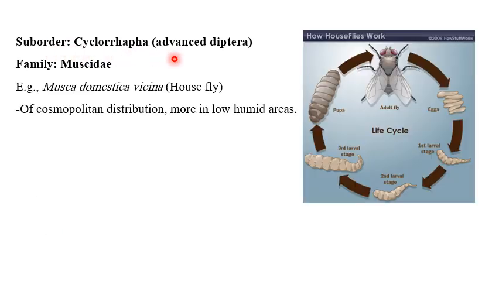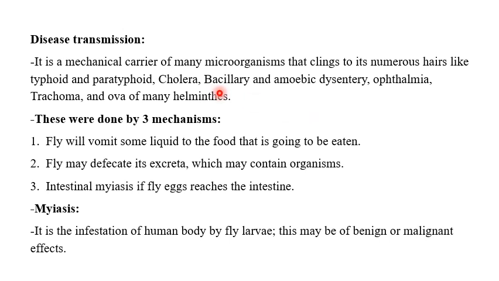Suborder Cyclorrhapha, advanced Diptera, family Muscidae. Example: Musca domestica, the housefly, of cosmopolitan distribution, more in low humid areas. As you see in the life cycle: adult fly, eggs, first stage larvae, second stage larvae, third stage larvae, and pupa. Disease transmission: it is a mechanical carrier of many microorganisms that cling to its numerous hairs, such as typhoid and paratyphoid, cholera, bacillary and amoebic dysentery, ophthalmia, trachoma, and ova of many helminths.